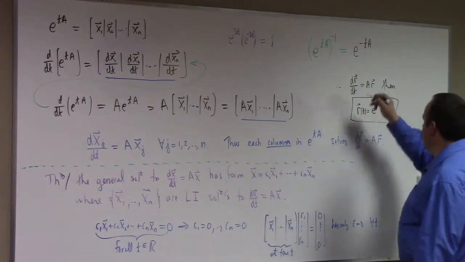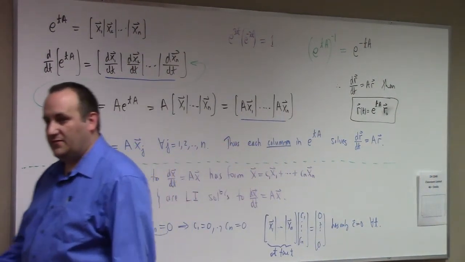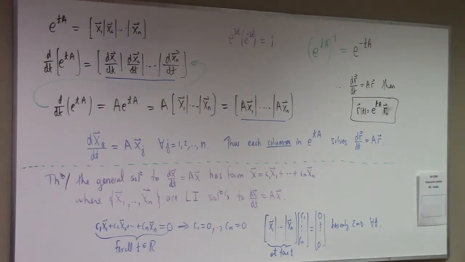There you go. That's a solution to the initial value problem. At time 0, it gives you r equals r naught. Because what's e to the 0? It's the identity matrix. So e to the 0 times r naught is just r naught again. There you go. That is the solution to the initial value problem for n equations and n unknowns for arbitrary coefficients.